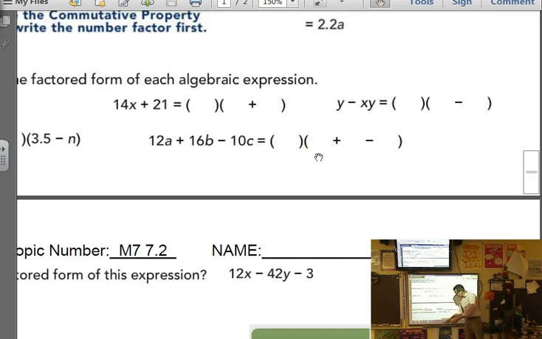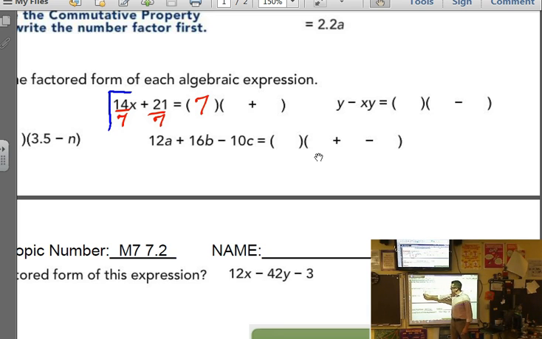So for my 14x minus 21, Noah, what's our common factor between 14 and 21? 7. So we divide by 7. Guys, please show this work that we're dividing by 7. So the 7 comes out front.